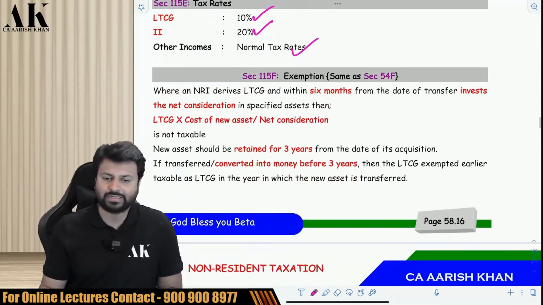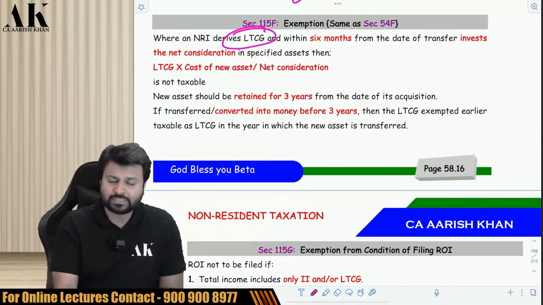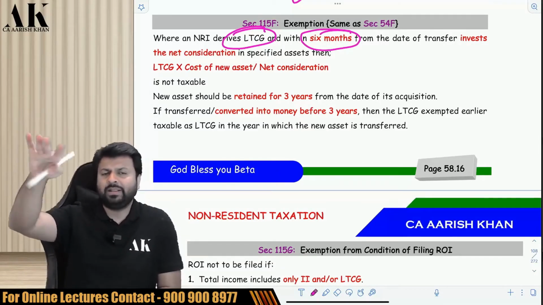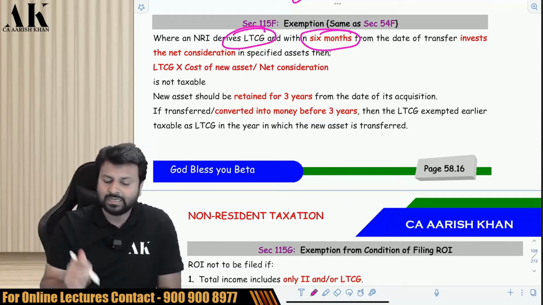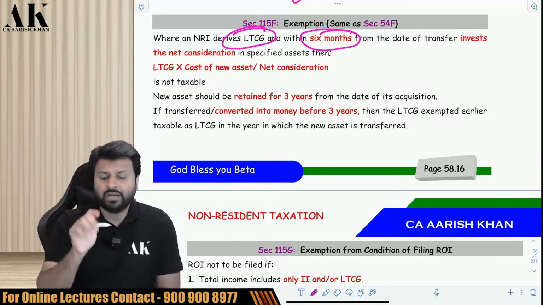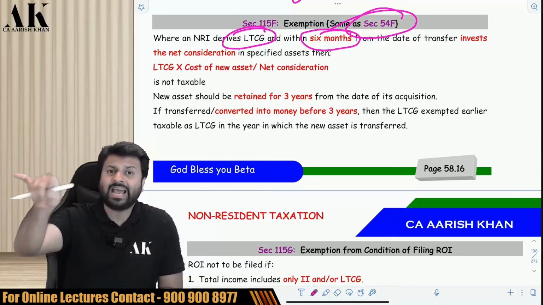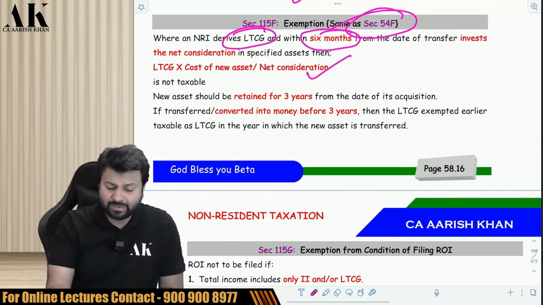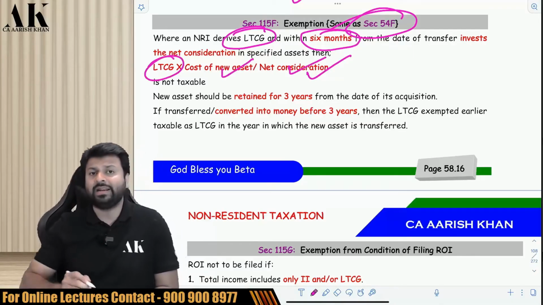Now, one of the important benefits that you get over here is if there is a long-term capital gain from the above asset, and if you purchase again within 6 months the specified assets, that is shares of Indian company, public or private, debentures or deposits of public company or government security, then your capital gains will be exempt. But here you have to invest the entire sale consideration the way you invest in 54F. The entire consideration has to be invested over here. If you do not invest the entire consideration, then proportionate capital gains will be exempt. That is LTCG into cost of new asset divided by net sale consideration.